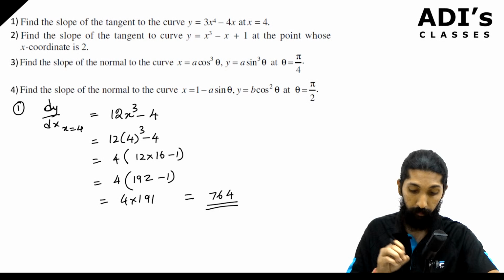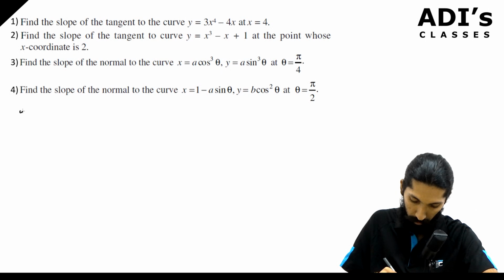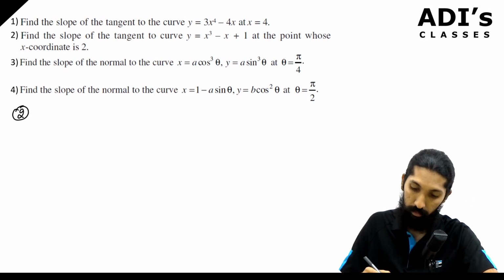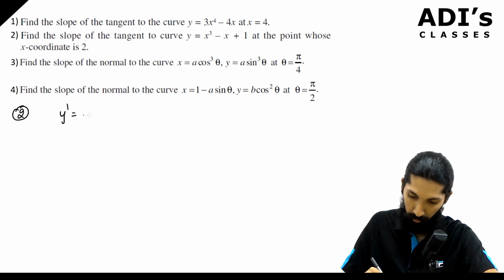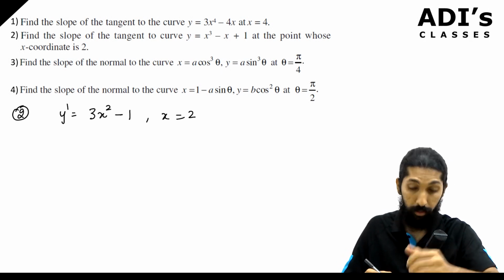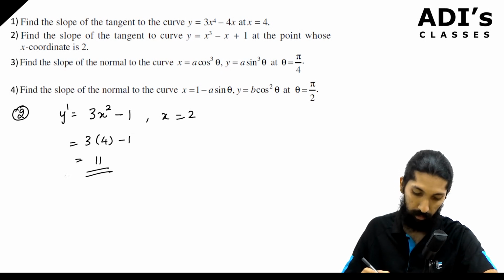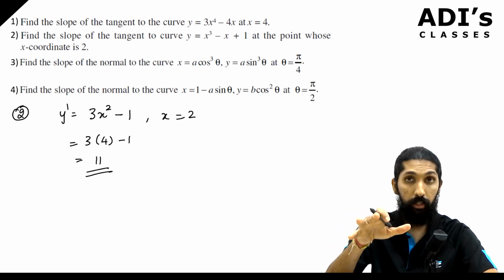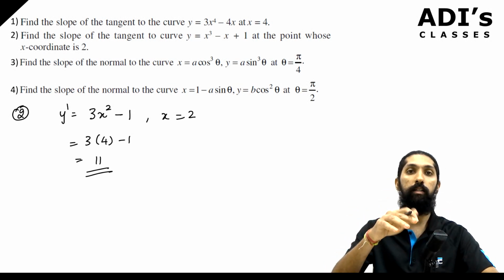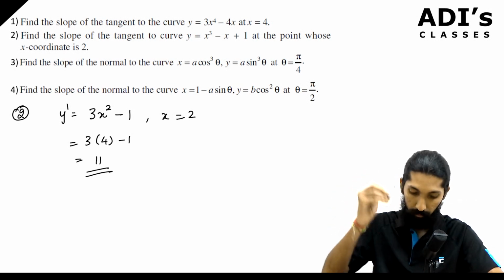Now, very similar to it, we have the second one. Let's do the second one. Find the slope. Again, dy by dx or y dash is equal to 3x square minus 1. What is the point? x is equal to 2. Substitute: 3 into 2 square is 4, minus 1. So 12 minus 1 is 11. So the slope of the tangent is going to be 11. This is the answer for the second one. Very simple, very direct, correct? Let's do the third one.